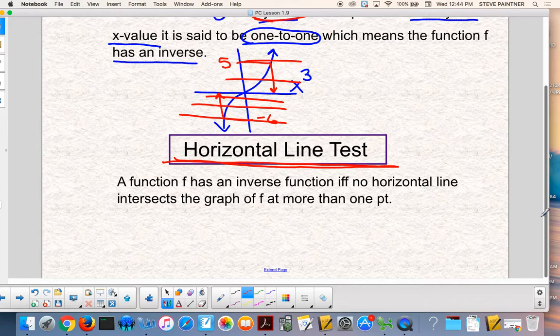A function f, so here's your function right here, has an inverse function if and only if no horizontal line intersects the graph of f at more than 1 point. So if it hits it once, it has an inverse. If it hits it twice, what do you say? No inverse. 3 times? No inverse, okay? So if it's linear or cubic, it always has an inverse. Careful.